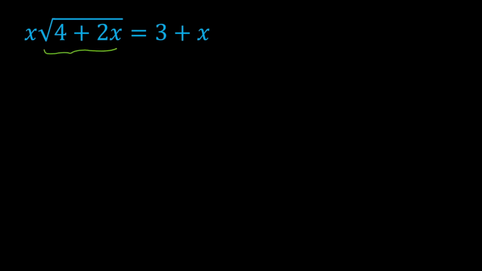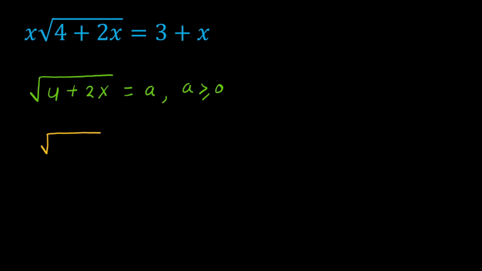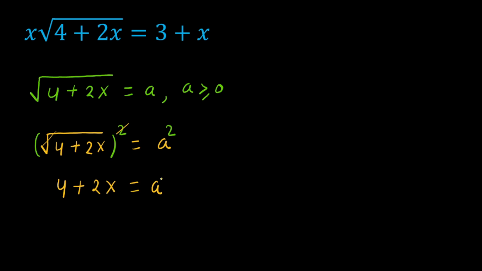If we substitute the square root of 4 plus 2x equal to a, then a is greater than or equal to 0. Now if we square both sides, on the left-hand side the square root of 4 plus 2x equals a, and squaring cancels the square root, so 4 plus 2x equals a square, then 2x equals a square minus 4.